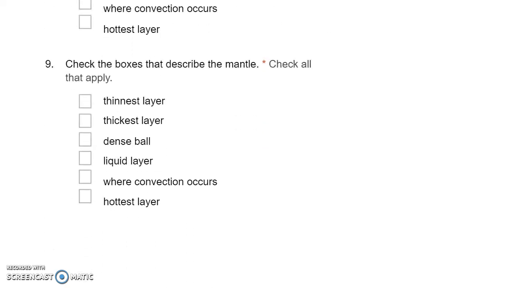Number nine, check the boxes that describe the mantle. Check all that apply. The thinnest layer, the thickest layer, a dense ball, the liquid layer, where convection occurs, the hottest layer.